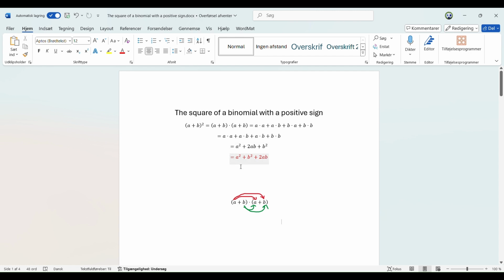And in the end, if we just rearrange this a little bit, so we just mix up the order of the two last terms, we get a squared plus b squared plus 2 times a times b. So if we have the binomial sum here squared, then we end up having 3 terms, a squared plus b squared plus 2 times a times b.